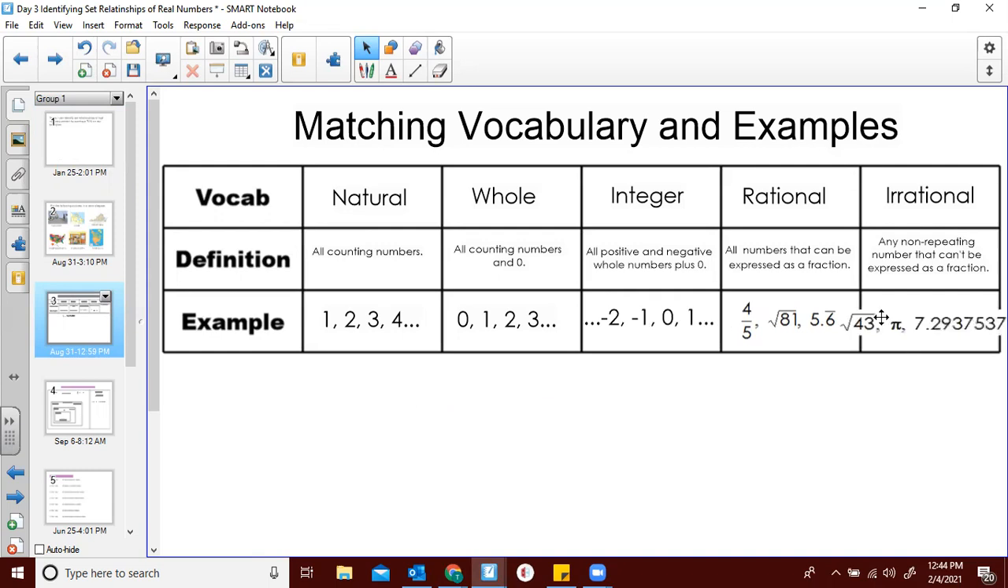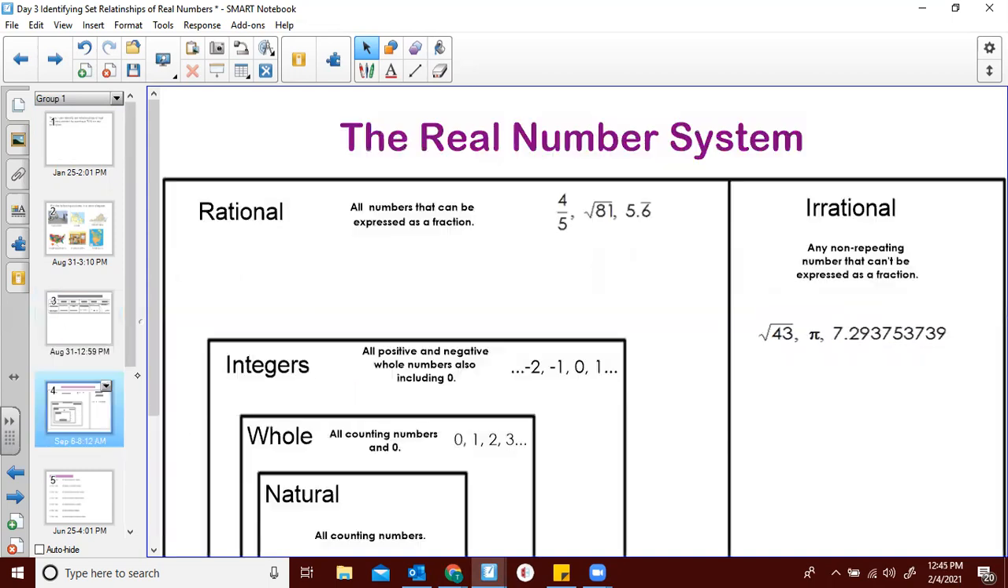So what you'll see here is the square root of 43 is not a perfect square. Pi as a symbol. And then this 7.2937 keeps going and going and going, and that'll be symbolized by a dot, dot, dot at the end.